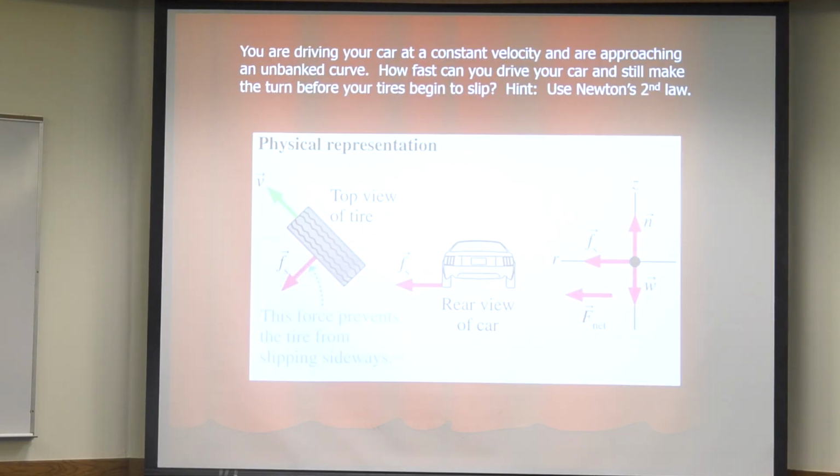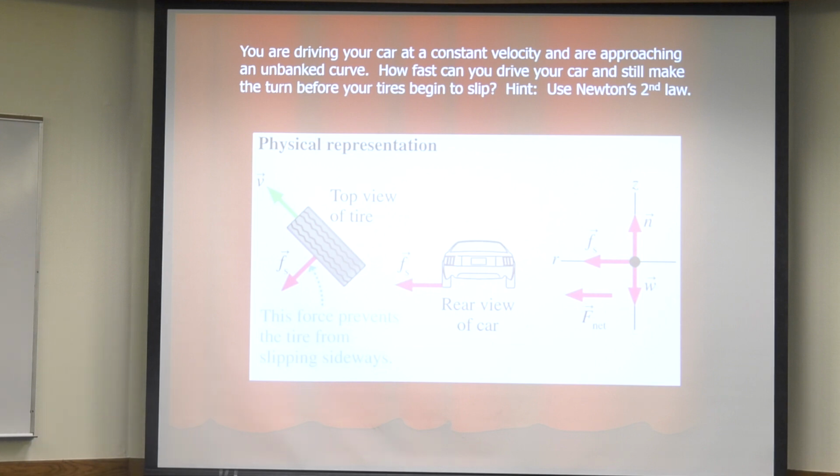All right, so this is what I want to do. You are driving your car at constant velocity, approaching an unbanked curve. How fast can you drive your car and still make the turn before your tires begin to slip? If you're a traffic engineer designing highways and you have to figure out the speed limit, you have to do some kind of analysis like this, right? So let's do it. We already have the force diagram, so we know what to do.